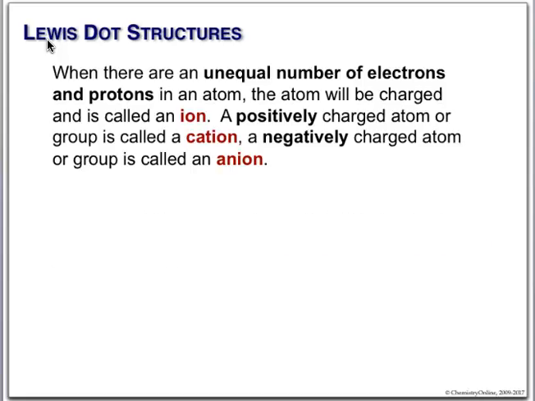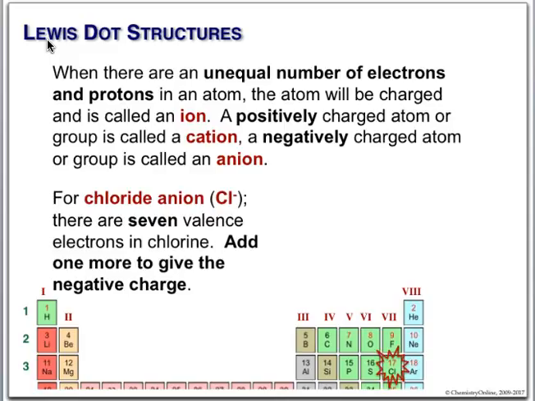So, let's look at chloride. Chloride anion has a single negative charge. What you would do is find chlorine. It's down here. It's in group 7, so it will have 7 valence electrons. Very quickly on your sheet, draw chlorine in the middle and 7 electrons around it. Chlorine. Chlorine, Cl.